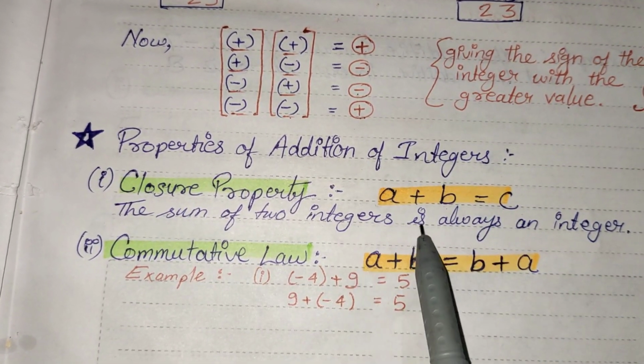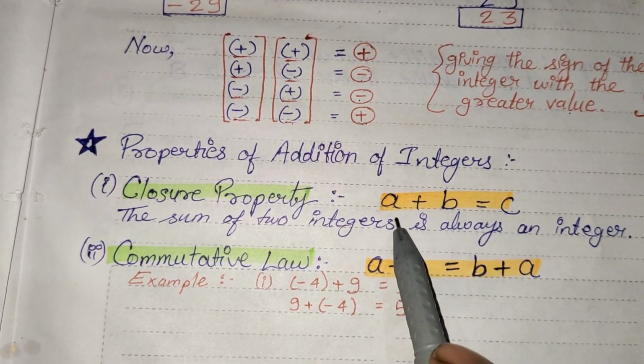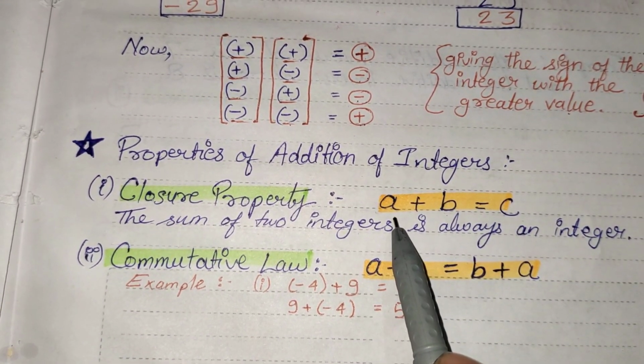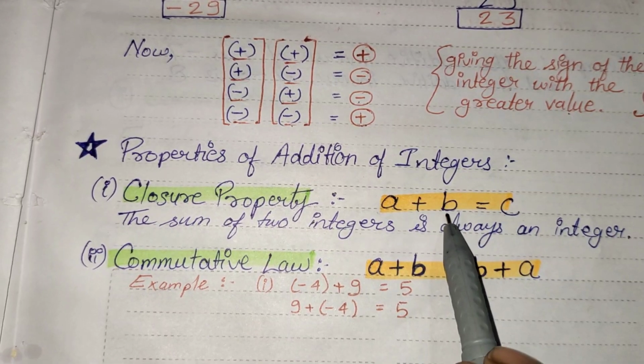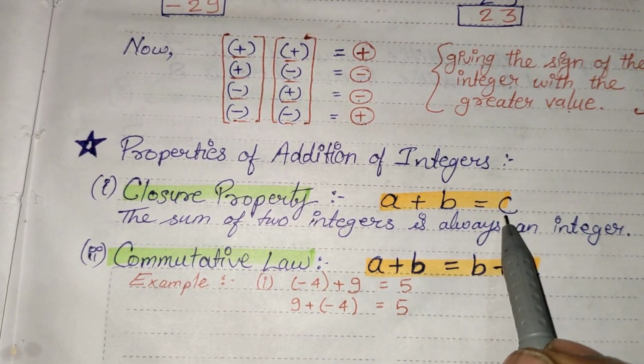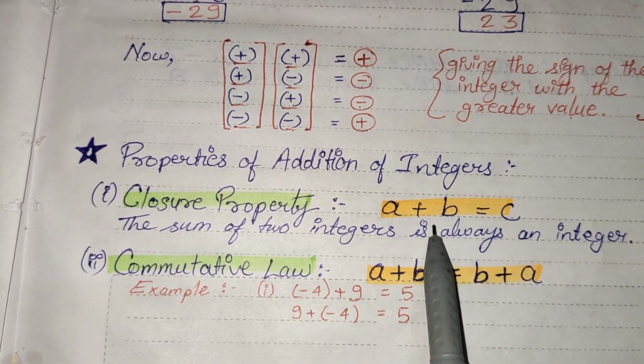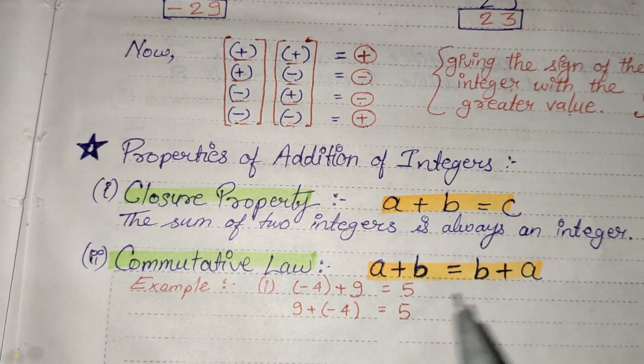The sum of two integers is always an integer. For example, if you add plus 2 and plus 1, you will get plus 3. So when you add two integers, you will always get an integer.